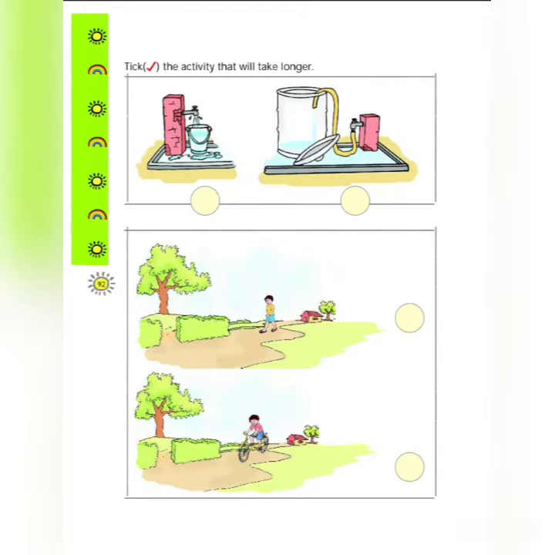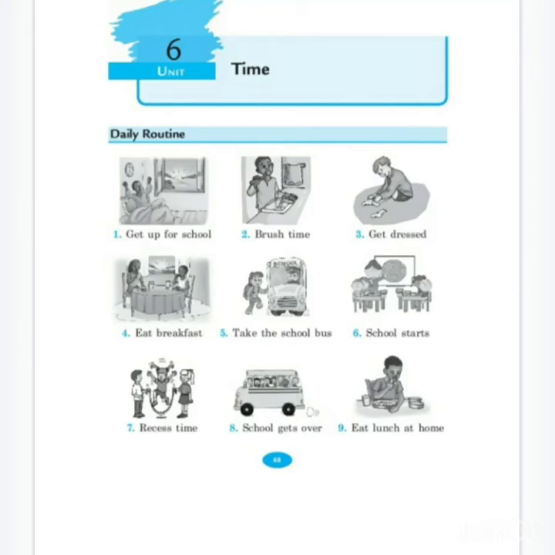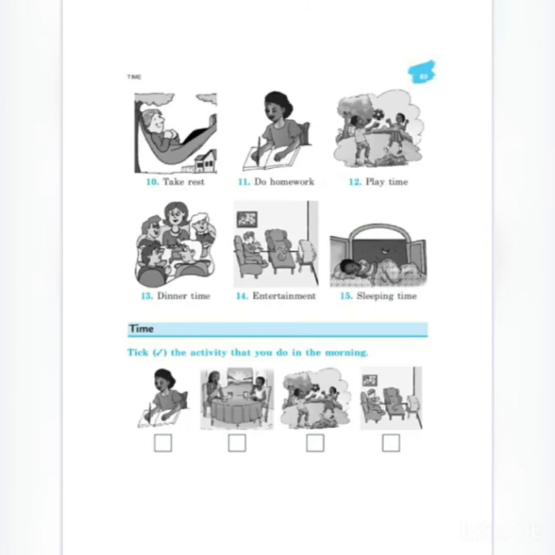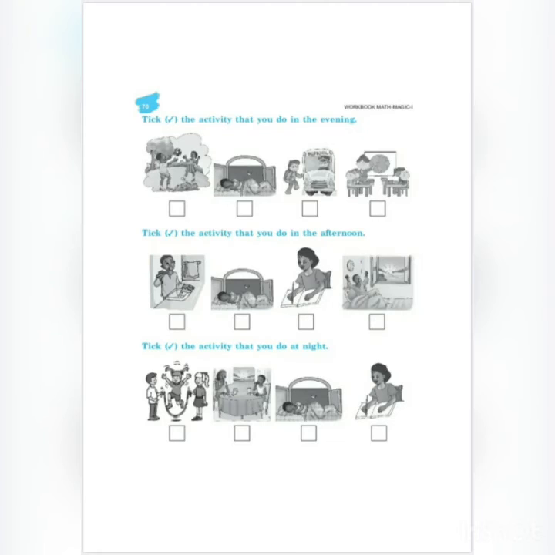Okay, children. Now from the workbook, children, here are similar questions, like it is given as a daily routine. Getting up, brushing, getting dressed, eating breakfast. You can take the help of the workbook. And also here it is given to tick the activities which you do in the morning, the activities which you do in the evening, and the activities which you do at night. You need to tick among these. Okay, children, with the help of the textbook and the workbook, you need to do the given project.